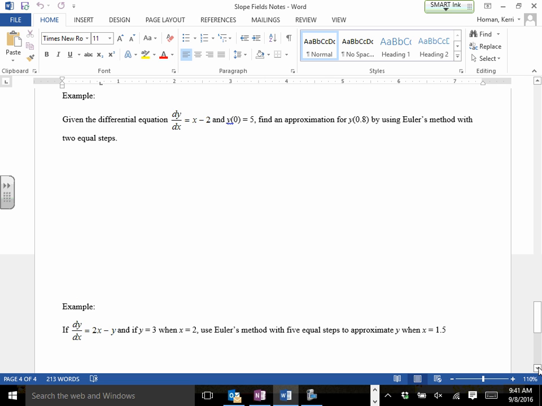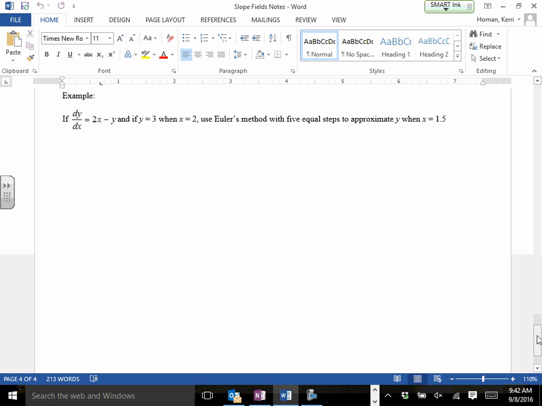All right, you have your calculators ready? dy dx is 2x minus y. This is one where we cannot separate those variables, okay? So we don't have a way right now of finding what this equation is. So the only way we can approximate is with tangent lines. Euler's method is going to give us a better approximation. So we have the initial condition, f of 2 equals 3, and we want to approximate when x is 1.5 using 5 equal steps, okay?